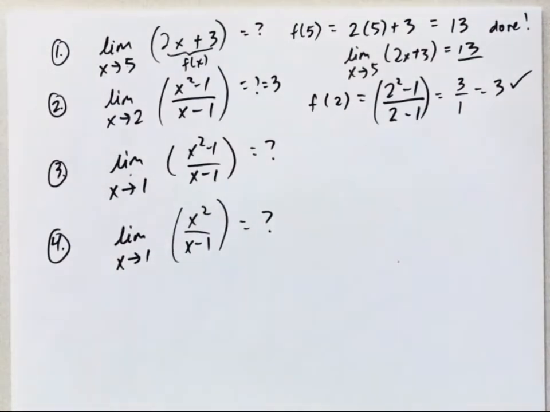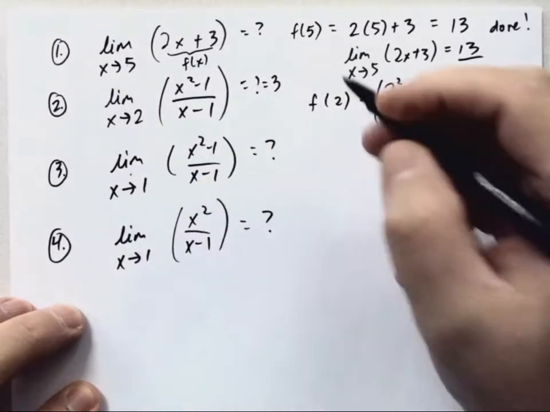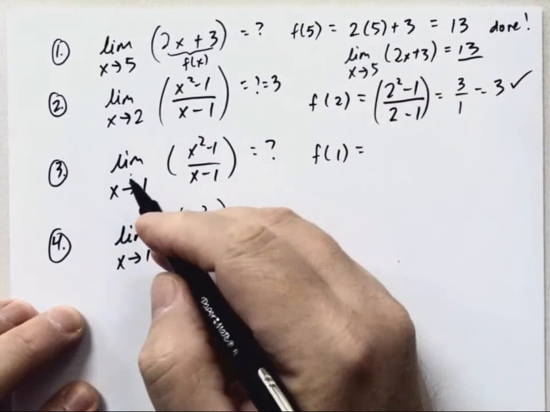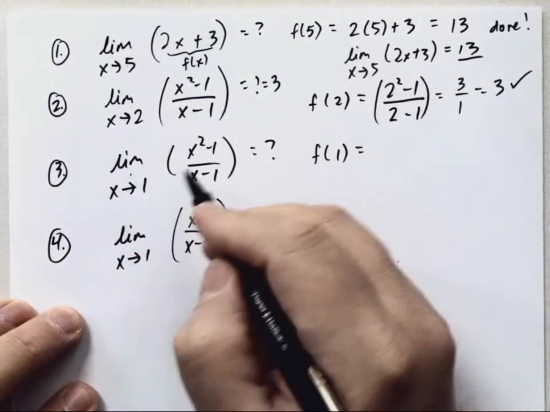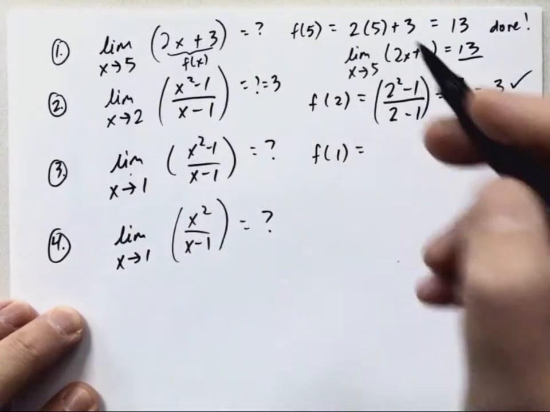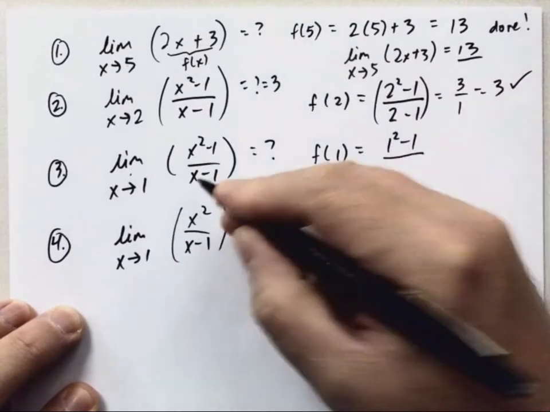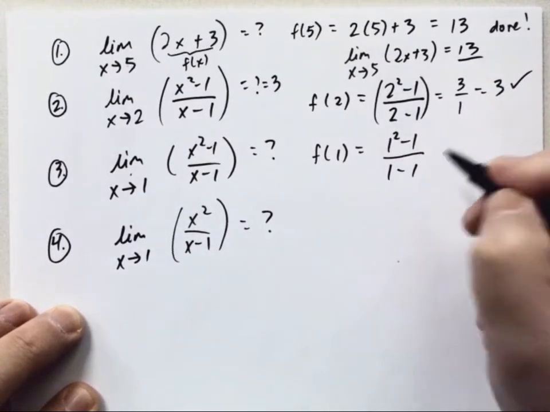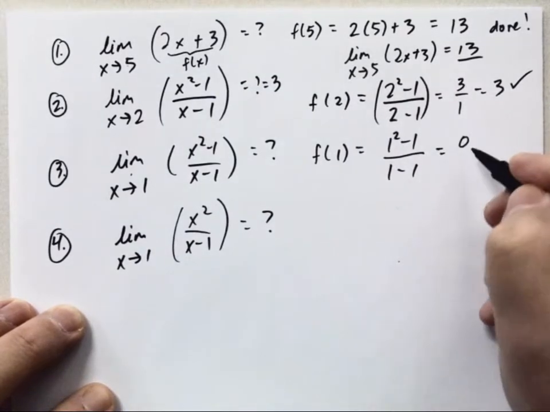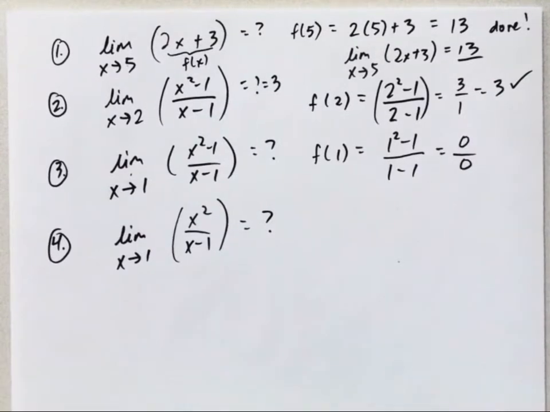The third one, first step's always the same. Here, x is approaching 1. First thing I'm going to do is go to my function. Every place I have an x, I put in a 1 and see what happens. So in this case, I have 1 squared minus 1 over 1 minus 1. 1 squared minus 1 is 1 minus 1. That's 0. 1 minus 1 is 0.